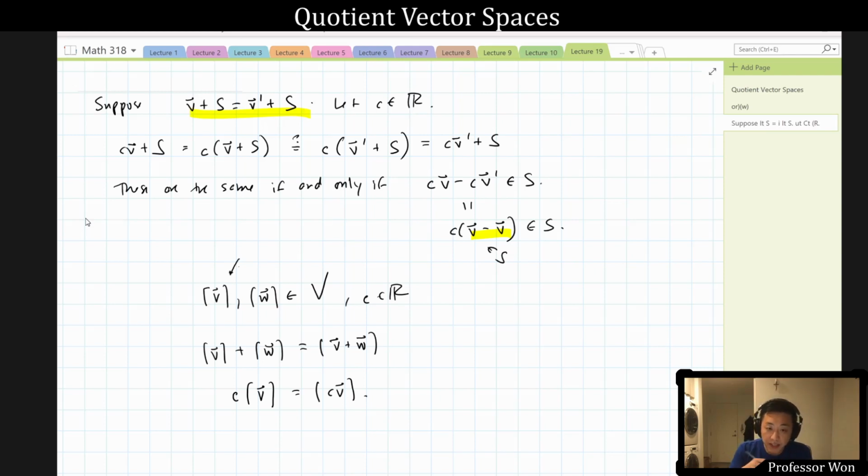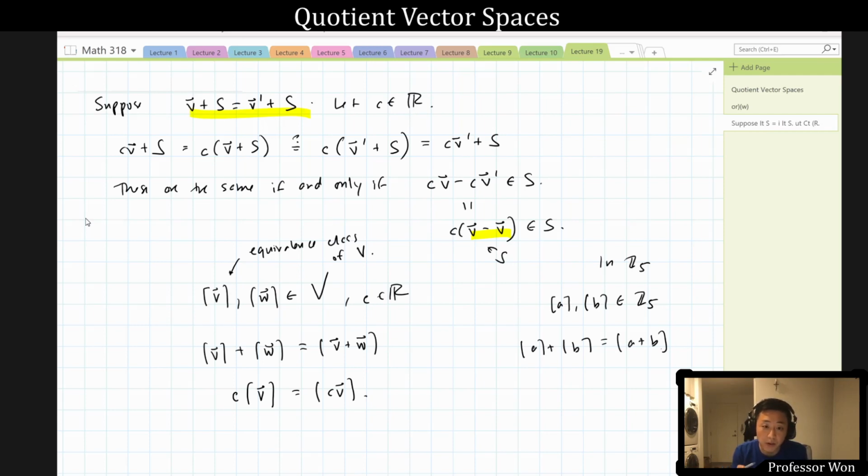Okay, so this is thinking of it in terms of equivalence classes. So this is the equivalence class of v. And notice that this is one of the notations for the integers mod n, where you put brackets around there. So again, in Z mod 5, if you take a and b in Z mod 5, that's like taking an entire equivalence class of integers. Then you define addition between these equivalence classes to be the equivalence class of the integer a plus b. So by total analogy, this is what's happening for quotient spaces as well.